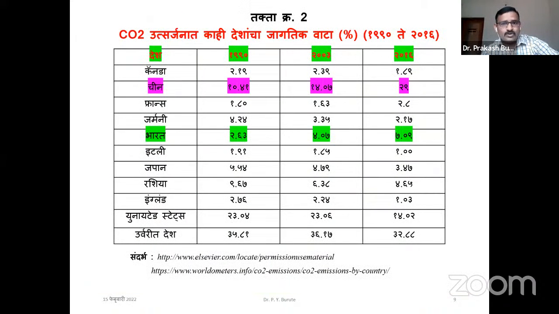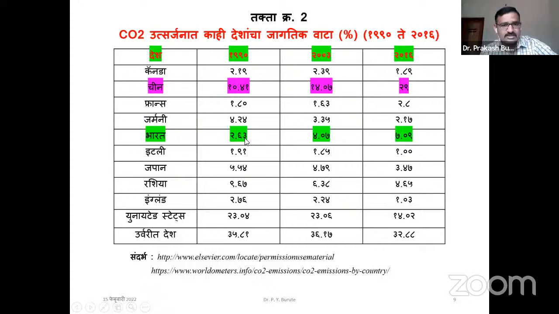त्याच्यानंतर हा पुढचा तक्ता आहे की CO2 उत्सर्जनात काही देशांचा जागतिक वाटा, 1990 ते 2016 पर्यंतची आकडेवारी या ठिकाणी मी दिलेली आहे. तर यामध्ये CO2 उत्सर्जनात सर्वाधिक हिस्सा याचा विचार केला असता प्रथम क्रमांकाला चीन हा देश असलेला आपल्याला दिसून येतो. 1990 मध्ये देखील चीनच प्रथम क्रमांकावर होता आणि त्यांचा जागतिक वाटा 10.41% होता आणि तो 2016 मध्ये पाहिला तर तो देखील सर्वाधिक 29% असलेला दिसून येतो.